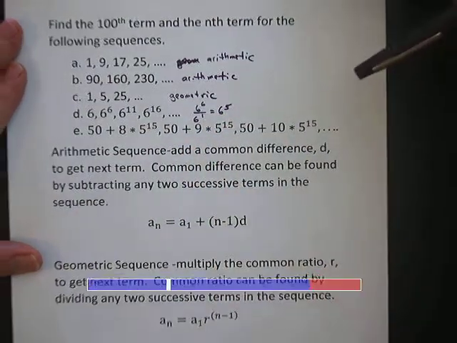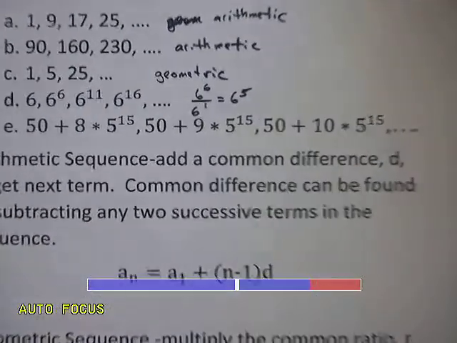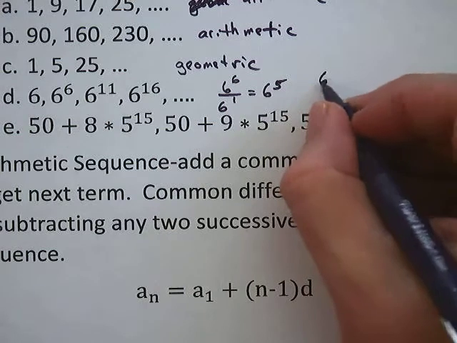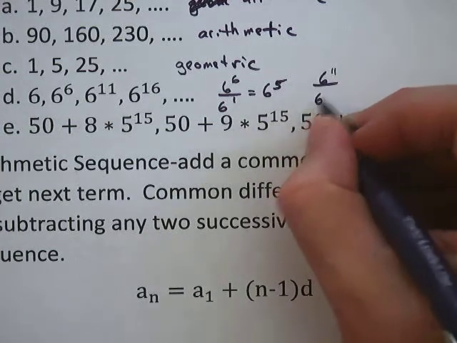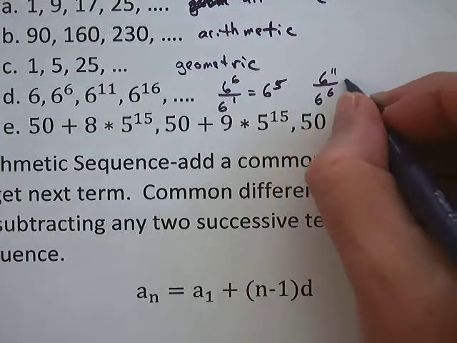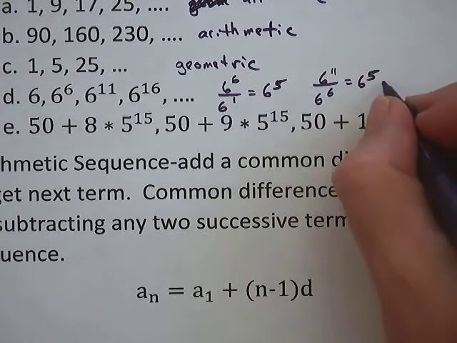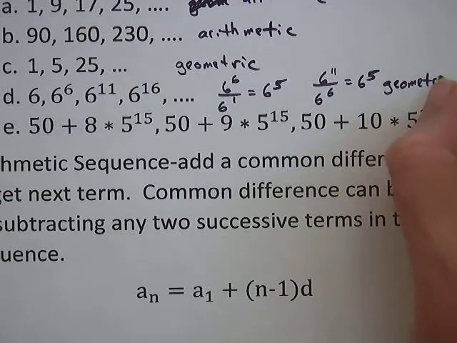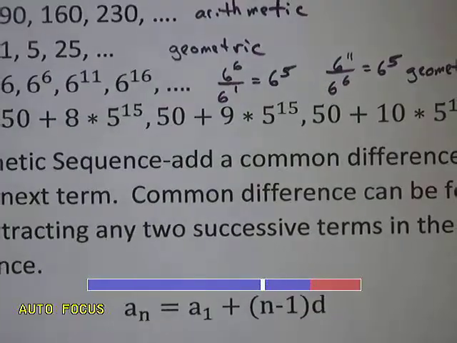Let me zoom in on that for just a second. And let's do another one just to make sure. Let's do 6 to the 11th divided by 6 to the 6th. 11 minus 6 is 5, so it's also 6 to the 5th. So this is geometric. Okay, zoom back out here.